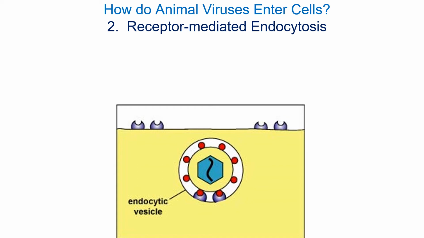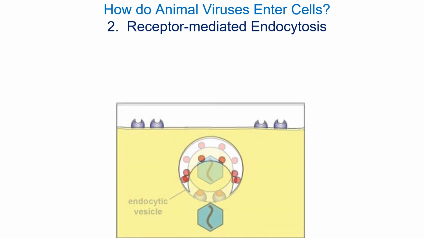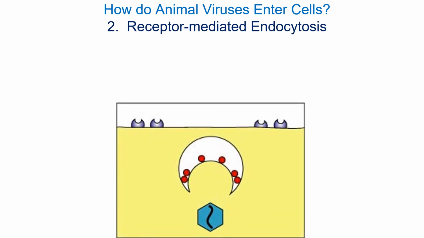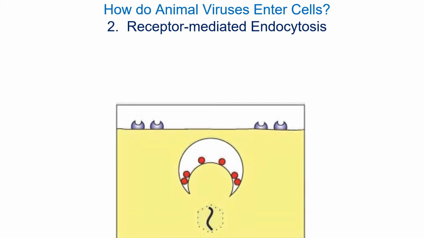But instead, the viral envelope is going to fuse with the membrane that makes up the vesicle. And then the capsid is going to be dumped into the interior of the cell. Next, that capsid is going to be removed. This is known as uncoating, and that's going to reveal the genetic material. And it can now be copied and decoded.